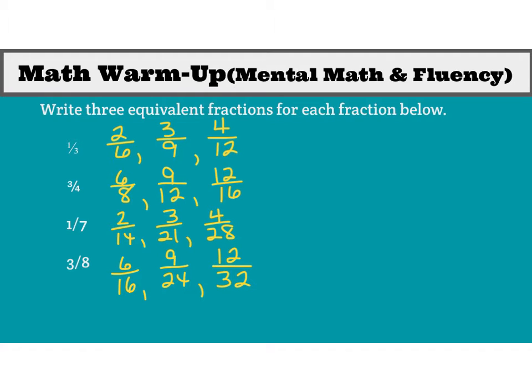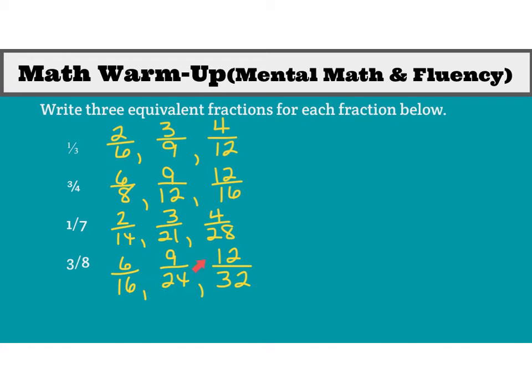I took each one of these fractions and I multiplied 1/3 first of all by 2. Got 2/6, then I multiplied by 3, got 3/9, multiplied by 4, got 4/12. And I did that for each one of these. So 3/4, I got 6/8, 9/12, and 12/16. 1/7, I did 2/14, 3/21, 4/28, and 3/8, I did 6/16.